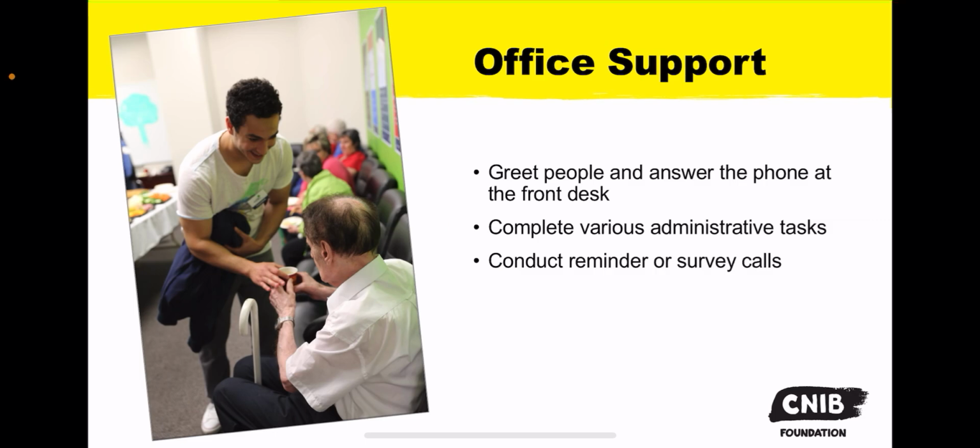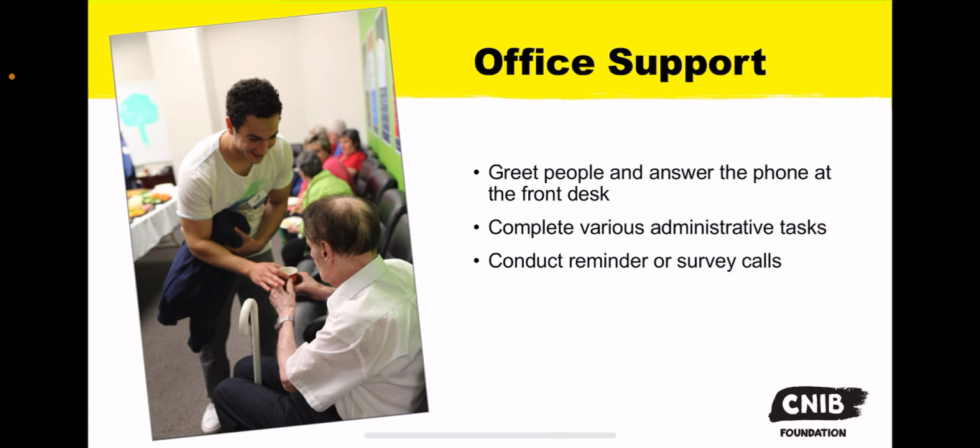Office support. Front desk volunteers take on a morning, afternoon, or full day shift at a CNIB office or a community hub. You will answer the phone, greet guests, and help demonstrate products in store. In administrative support roles, you will help with things like researching, filing, and organizing the office.